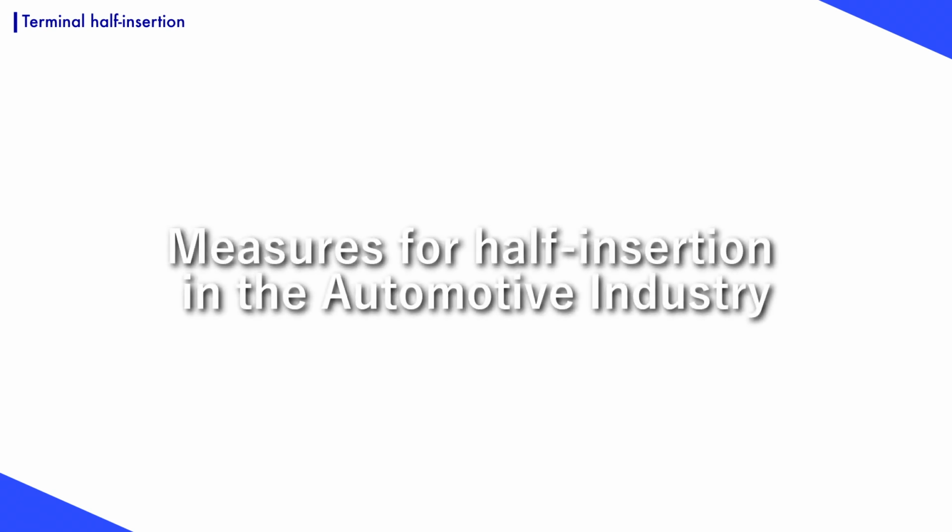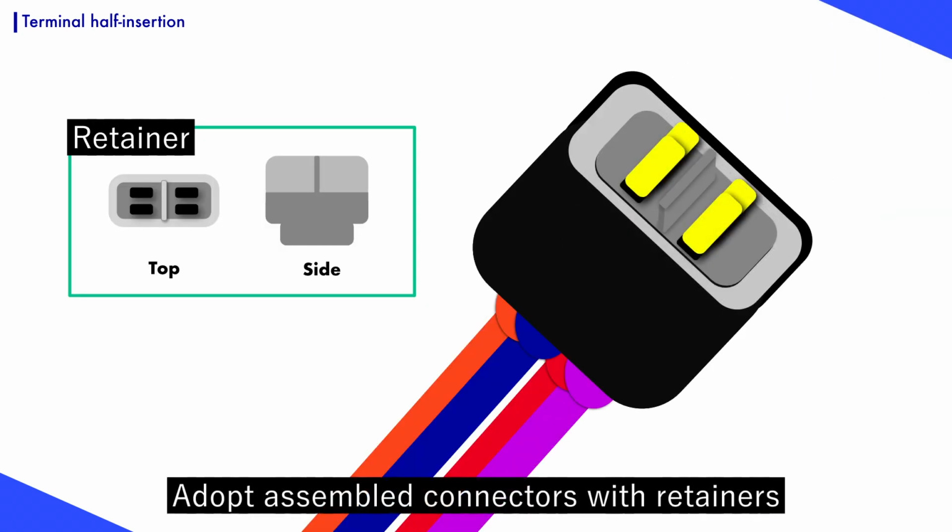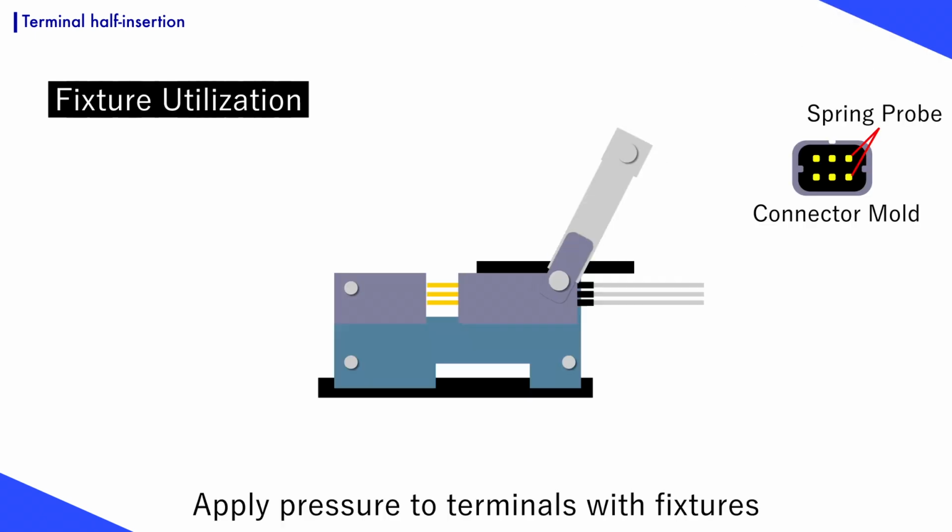We would like to introduce methods to prevent terminal half-insertion in the automotive industry. First of all, a retainer is attached as a part to prevent half-insertion. In addition, fixtures are used for test adapters.